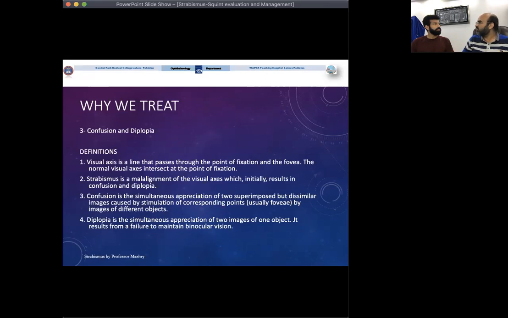If one object, two images, it is diplopia. If two objects, two images, but superimposed, confusing each other in the brain, that is confusion. One object, two images, diplopia. Two objects, superimposed, distorted, confusion. True diplopia is always there because one of the muscles is not functioning properly. It is always the extraocular muscle that will be at fault, whatever the reason. Whereas confusion is there because of the optical illusions and because of the retinal correspondence.